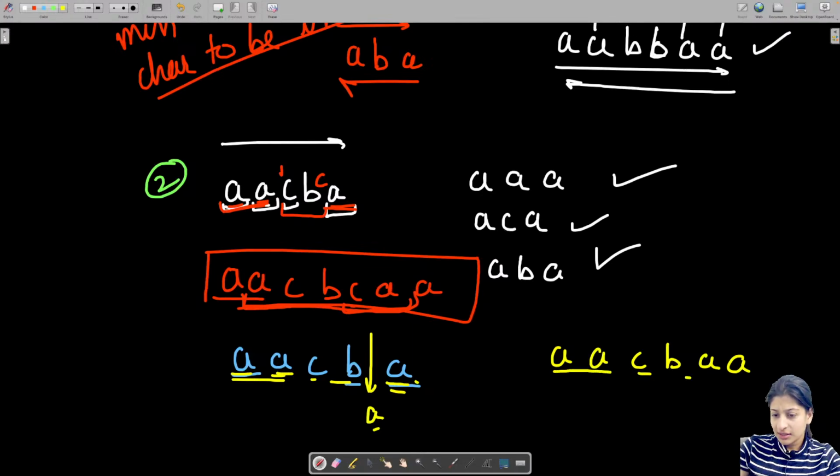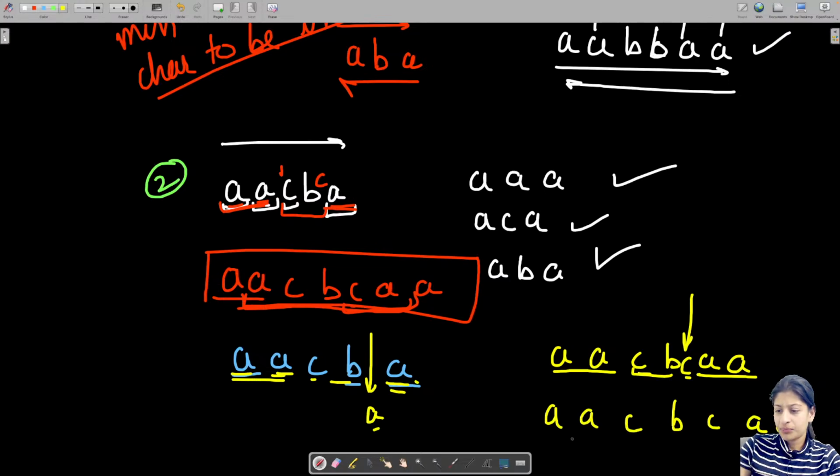If you see, this is a palindrome, this is a palindrome. Now this is the only string which needs to be fixed. If I make one more insertion, that is, if I write C here, will it still be a palindrome? Let's check. A, C, B, C, A. So A matches, C matches, B is the middle one.